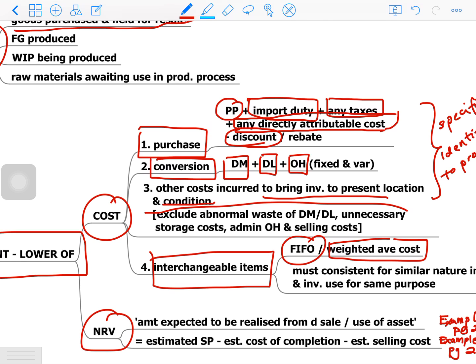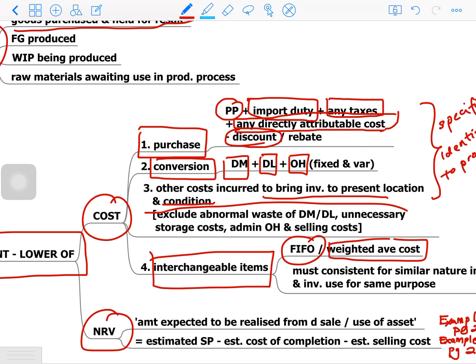Okay, next, NRV or net realizable value. NRV here stands for net realizable value. Okay, net realizable value.